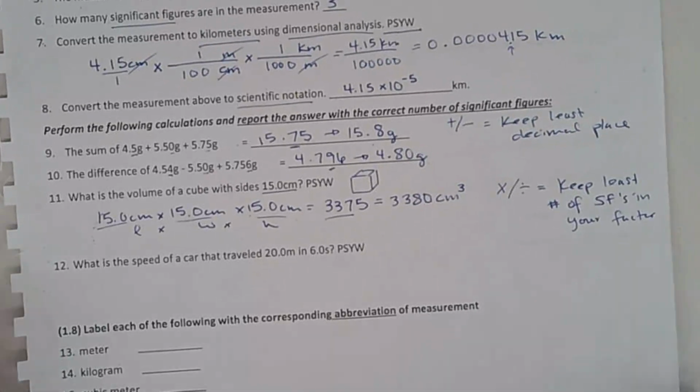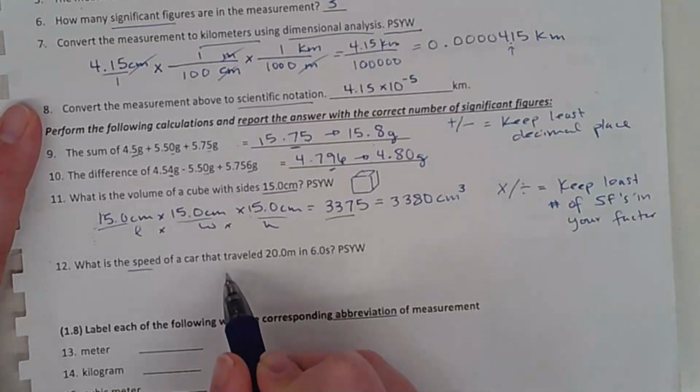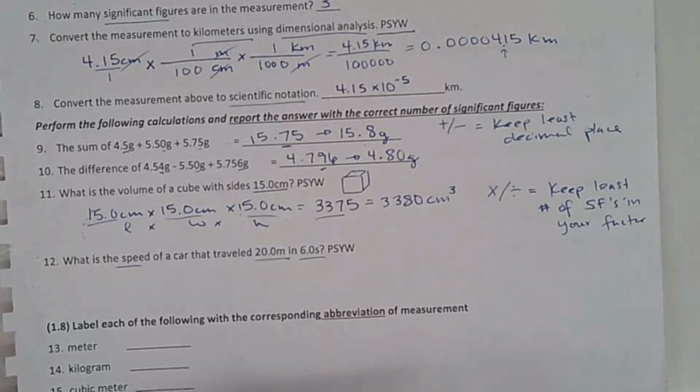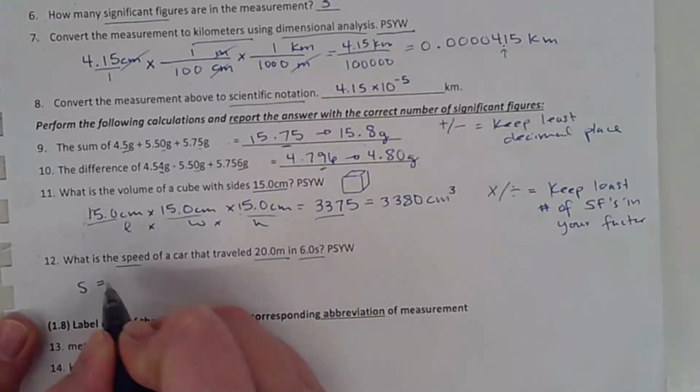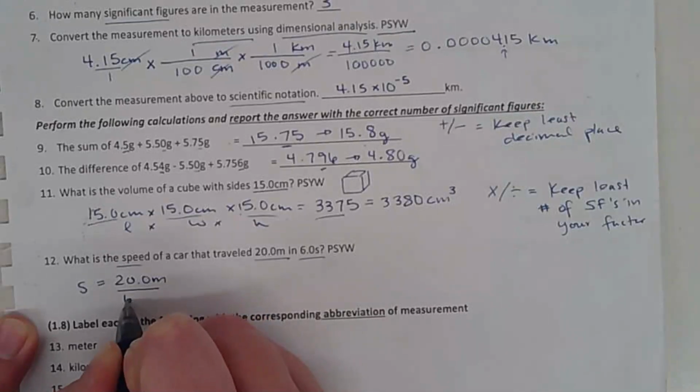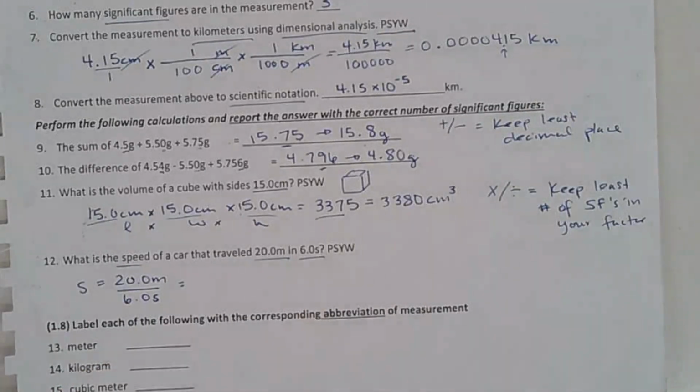The next one is, what is the speed of a car that traveled 20 meters in 6 seconds? So we can think about speed. This is just like when you're in a car and you look at your speedometer for the speed, you're going like 30 miles an hour, right? It's just the amount over time. So I'm going 20 meters in 6 seconds. So this is a division problem.